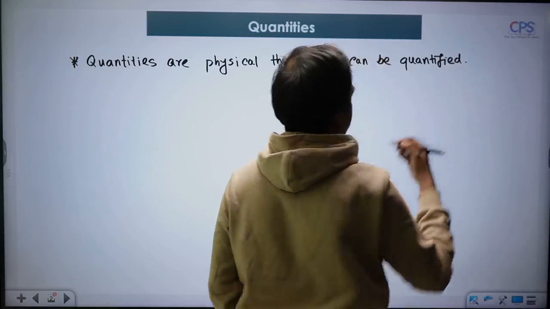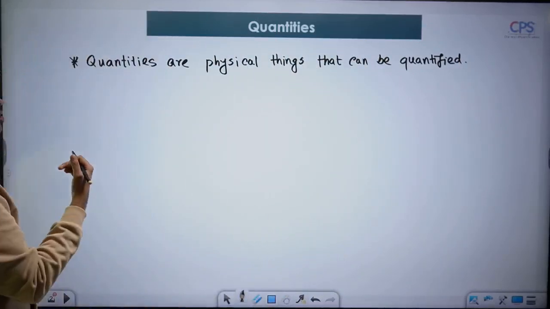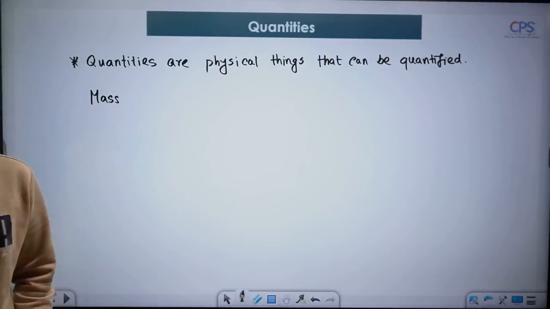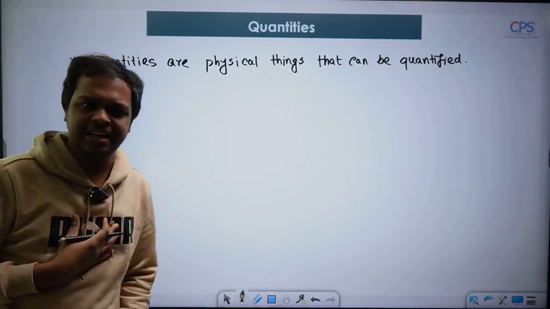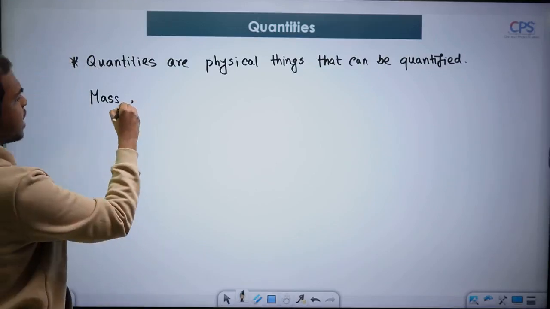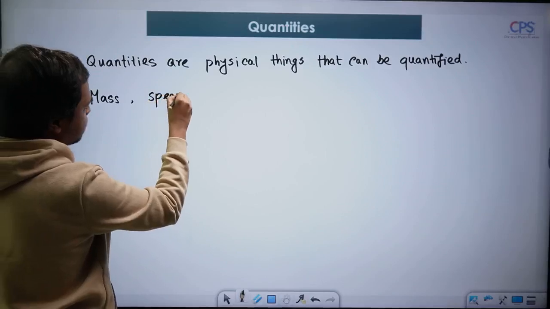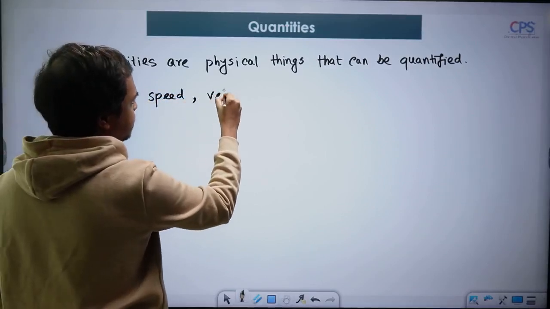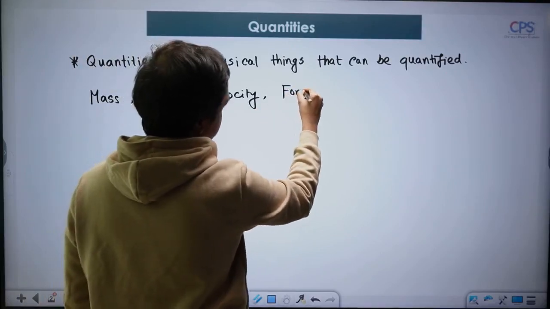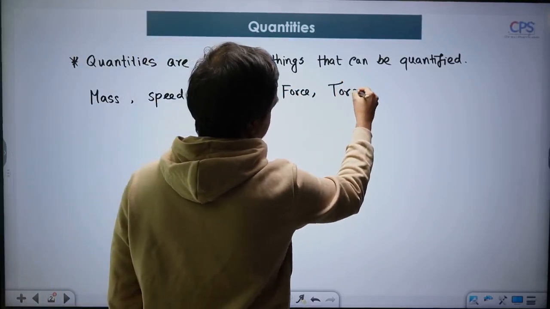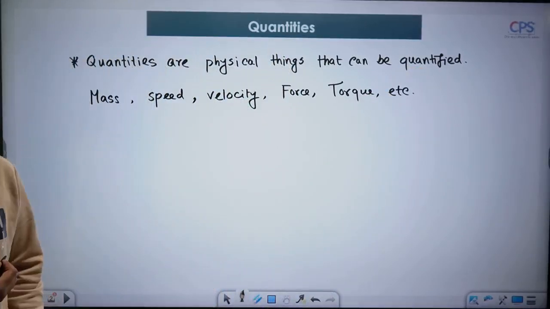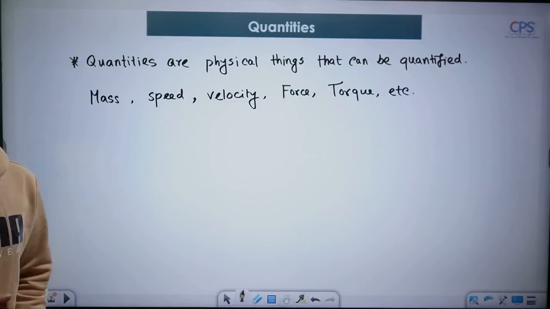For example, you can quantify your mass, right? So let's say my mass is about 65 kgs, your mass might be about 80 kgs or 50 kgs, whatever. So you can actually quantify the speed of a particle or the velocity of a particle, the force on a particle, the torque experienced by a particle, etc. We will be studying all these in our lectures in upcoming chapters.